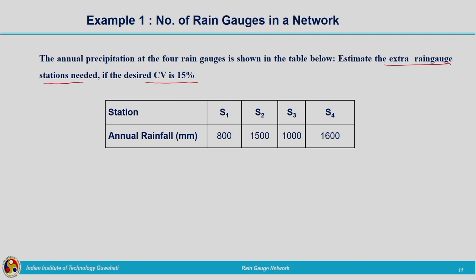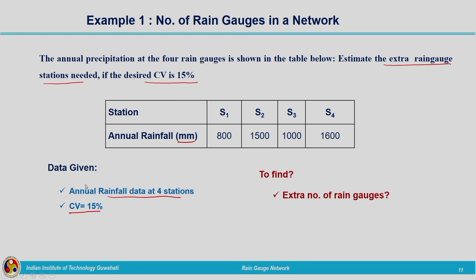If the desired CV value is not given in the question, you can assume it to be 20%. Otherwise, you can use whatever is given in the question. Here we have been given annual rainfall data from the 4 rain gauge stations, denoted S1 to S4. That is, the annual rainfall data at the 4 stations in millimeters is given to you. CV is also given, 15%.